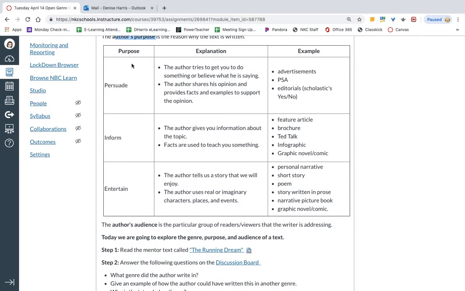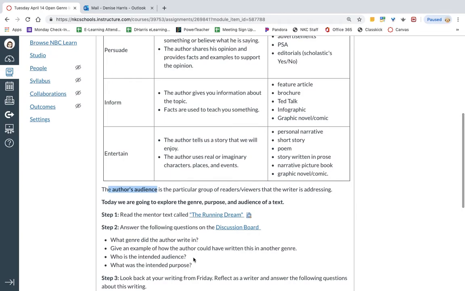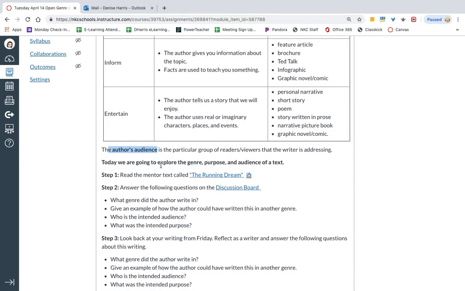All right, so we have persuade, inform, entertain. So, thinking about the purpose for writing, this is to reach a specific audience in the end. So, your first task today is that you are going to be reading to explore the genre, purpose, and audience of a text. You're going to start with this text called The Running Dream. And then you are going to answer the following questions on the discussion board that is attached. Okay, so you're going to click right here, and if you notice, it even pops up Tuesday, April 14th, genre and audience discussion. And it's all ready to go for you.